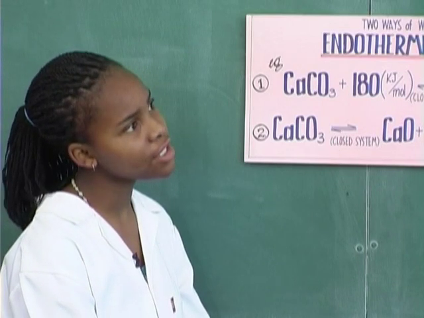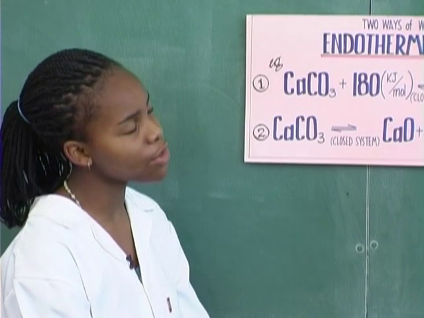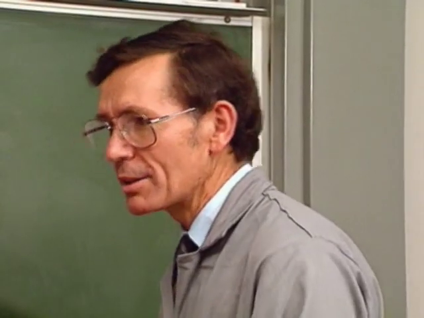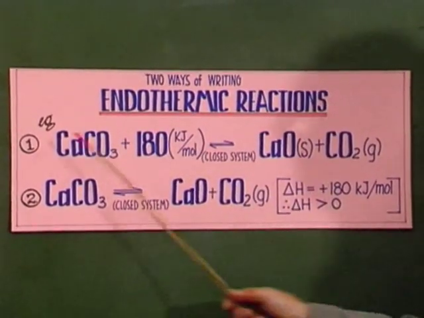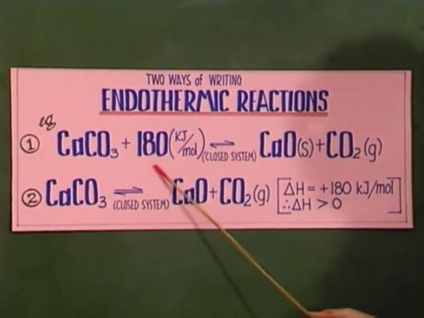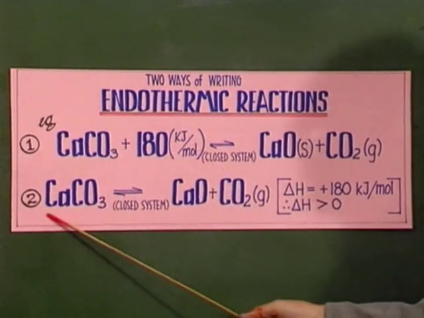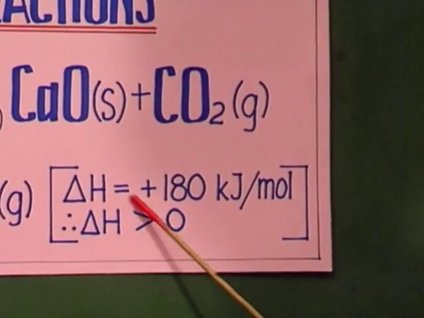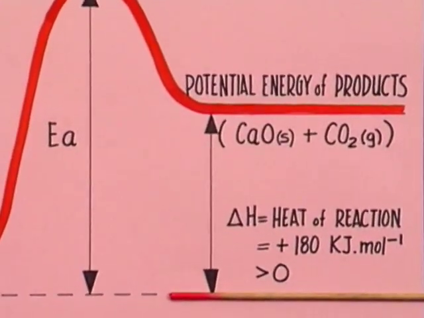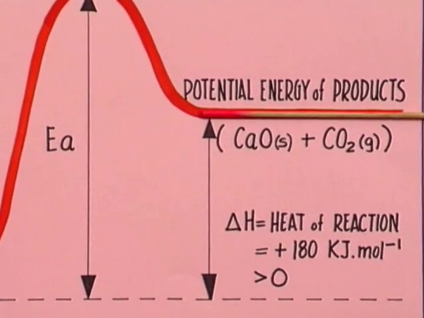And conversely, sir, if we come across an equation of a reaction, how will we know that the reaction is endothermic? There are two ways of writing endothermic reactions. We can either write the heat added as one of the reactants, or we can simply write the equation and then show the heat of reaction delta H as being positive, since the potential energy of the products rises above the zero potential energy level on the curve.